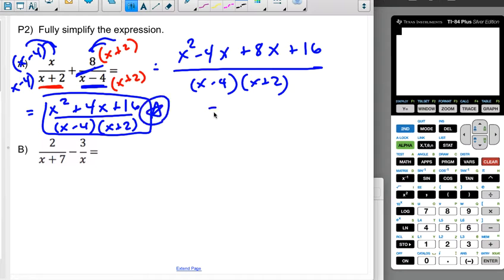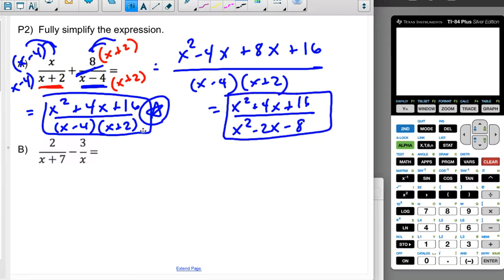If you really wanted to FOIL it out, you could. You'd get x squared plus 4x plus 16 on the top, and you'd get an x squared minus 2x minus 8 on the bottom. And that's fine too, right? But again, I'd stop here. This one's also okay.